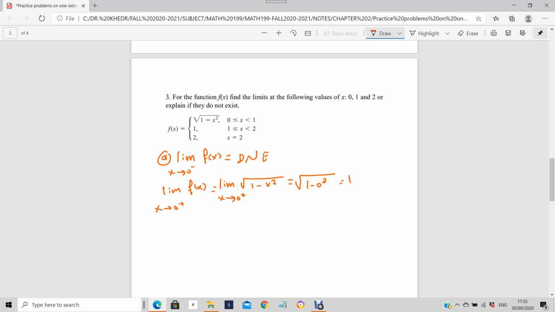But this right side limit is different from the left side limit, so we will say lim f of x as x goes to 0 does not exist, because the left side limit does not exist, then the whole limit will be does not exist. Okay? So this is the solution for the first part at x equals 0. Now the second part at x equals 1.